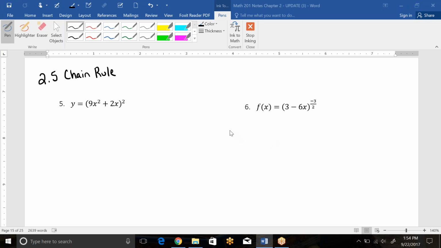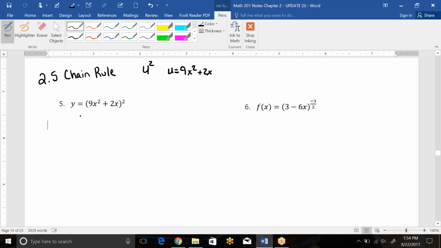All right, this is the continuation of the notes from section 2.5 on the chain rule, starting with number 5. That's one that I had marked that we did not do in class. Notice that we have a function inside of another function because you have this whole binomial that is then being squared. Sometimes people think of that as like u squared, where u is the inside here, the 9x squared plus 2x. That's one way of thinking of this. So u squared is kind of your outside function, and the 9x squared plus 2x is your inside function.